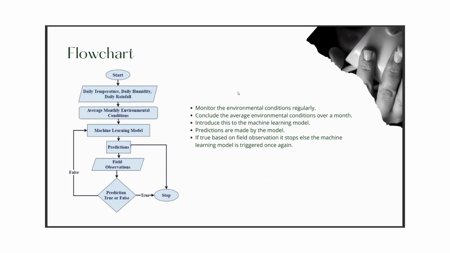Our next step is prediction by the model. The machine learning model uses the environmental data to make predictions about crop growth and health. For example, it may predict whether certain crops are at risk of developing diseases or not.